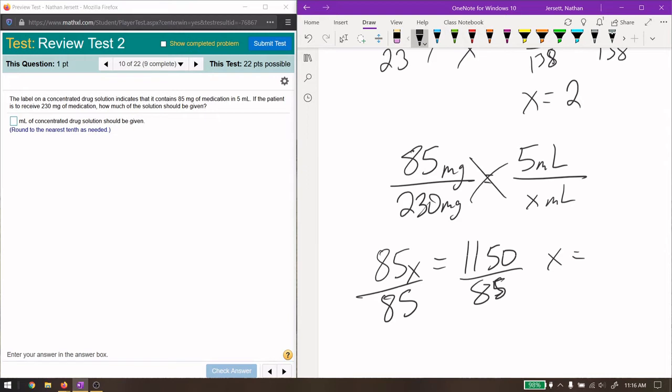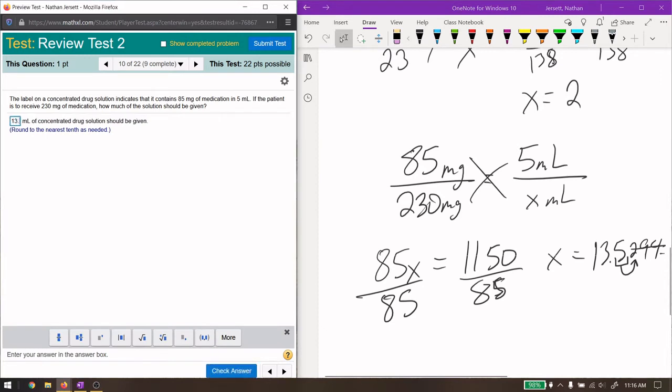It says round to the nearest tenth. So this is the number I get. It continues on, but the nearest tenth is this space. Look at the next one. Is this 5 or greater? It is not, so we drop it, and we get 13.5.